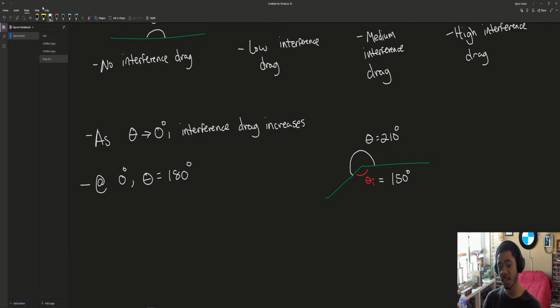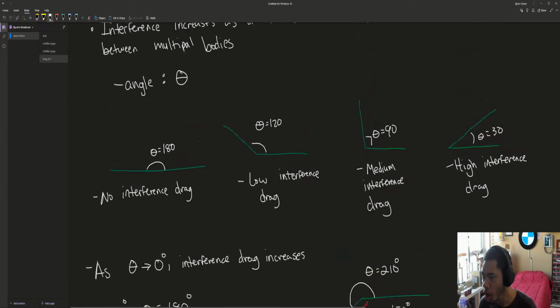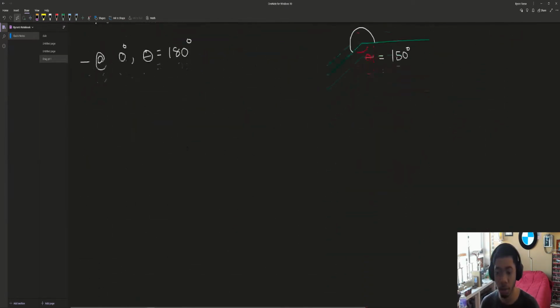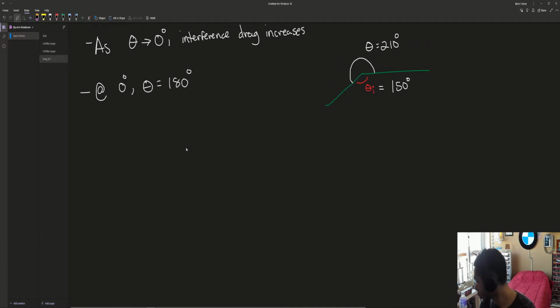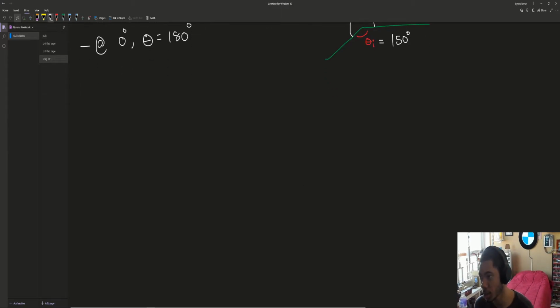It's going to be lower, relatively speaking, than a 90 degree or 30 degree angle. But it should be known that our angle here is still what we're worried about. Alright, so that's interference drag. It is drag between multiple bodies. Alright, moving on. These next two drags will be fairly easy to go through, so we're going to do them both together. Base drag and afterbody drag.